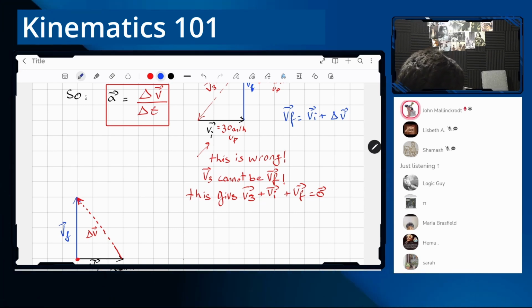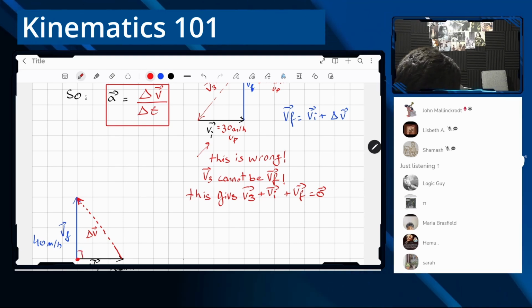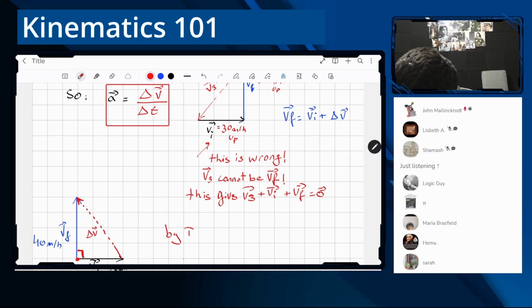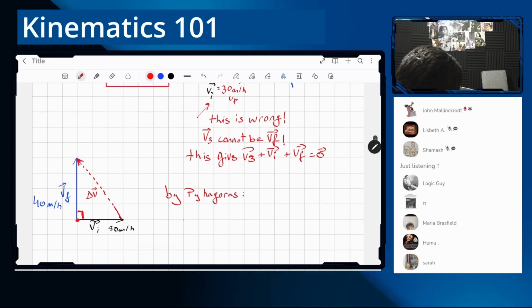Then some of you may recognize that what we've just drawn is what's called a 3, 4, 5 right triangle. And if you don't recognize that, you can still use the Pythagorean theorem because it is a right triangle. Square 30, square 40, add them up, take the square root, and you get that the hypotenuse has a length of 50 miles per hour.